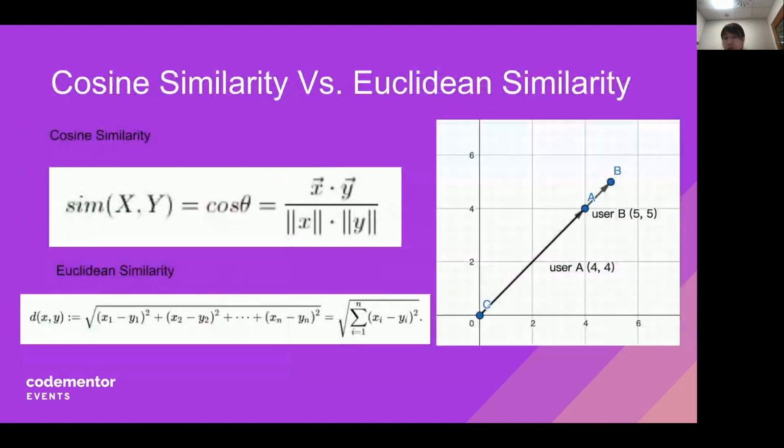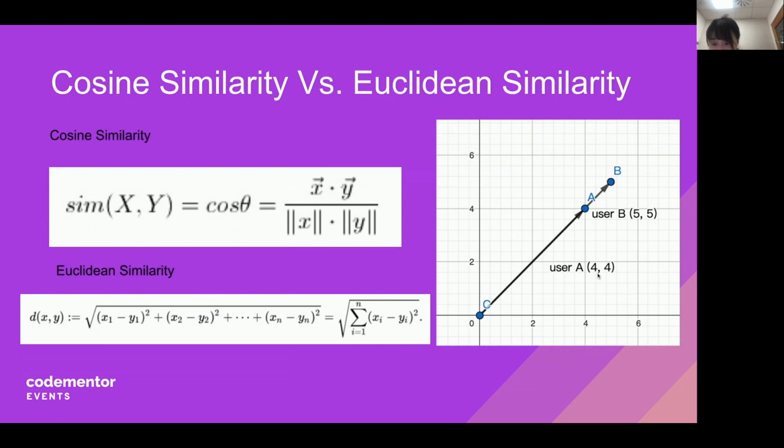The biggest difference between these two similarities is that cosine similarity is insensitive to the absolute distance in space. Only directional difference matters. So what does this mean? Let us use this example as an illustration. Let us assume we have user A who rates two movies at 4, 4 and user B who rates two movies as 5, 5.